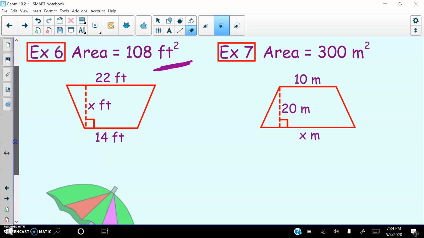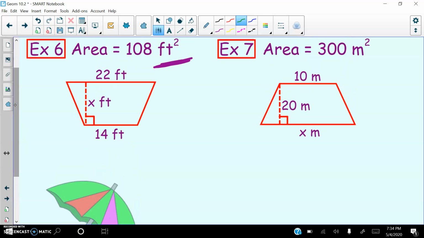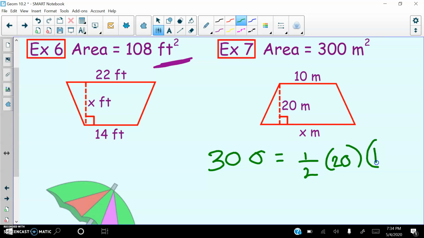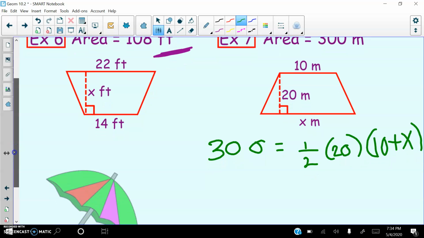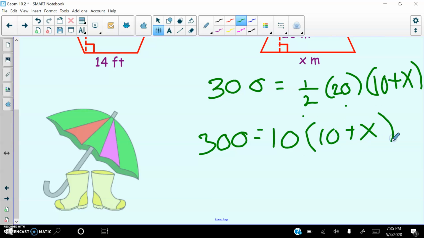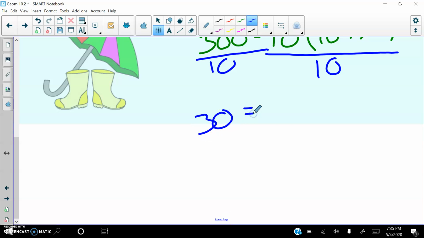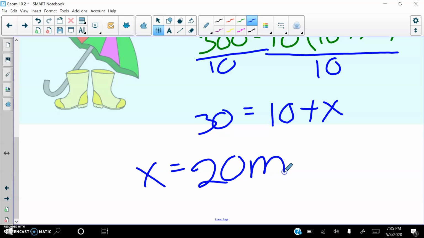All right, and then the last one we're doing gives us that the area of this trapezoid is 300. 300 is equal to 1/2 times the height, which is 20, times base 1 plus base 2, so 10 plus x. Let's try to simplify as much as we can. 300 equals 1/2 times 20, which is 10, times 10 plus x. We can distribute the 10, you can do that for sure, but an easier way is to just divide both sides by 10. So I get 30 equals 10 plus x. Subtract 10 from both sides, and x is equal to 20, in this case, meters.